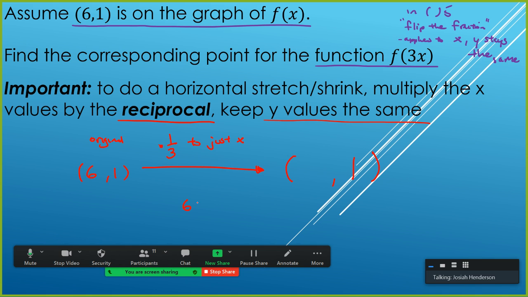Here, though, we've got 6 times 1 over 3. I should have changed different numbers. If we try this out, we've got 6 times 1 on top. Well, that's still 6. 6 divided by 3, 2. So there's our ending point, or our transformed point.